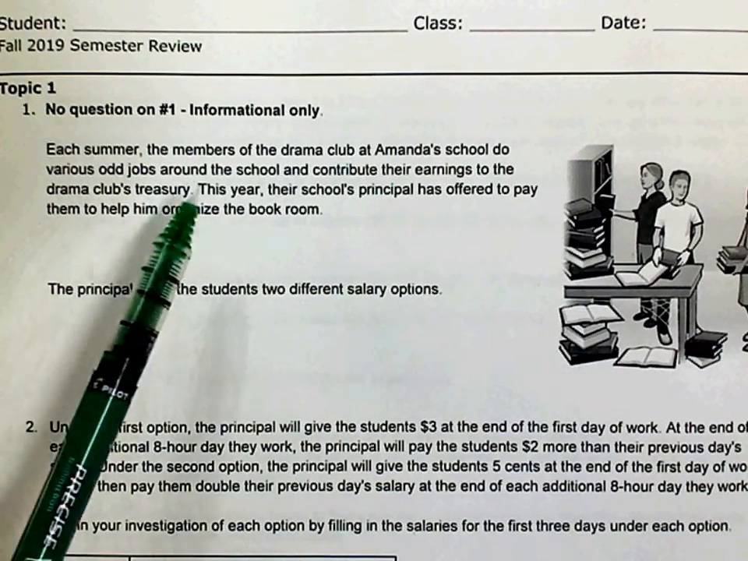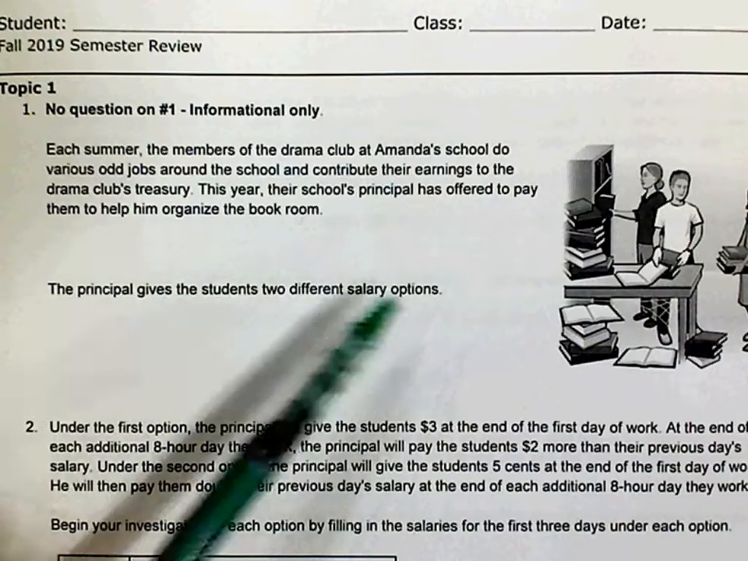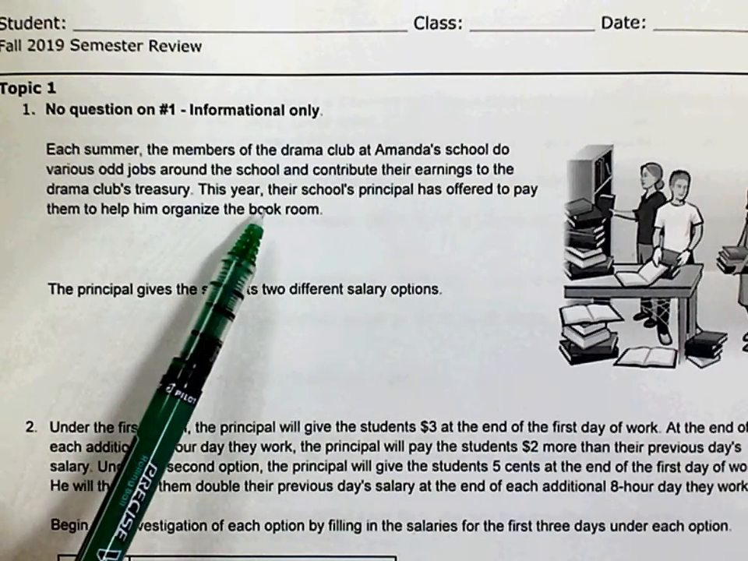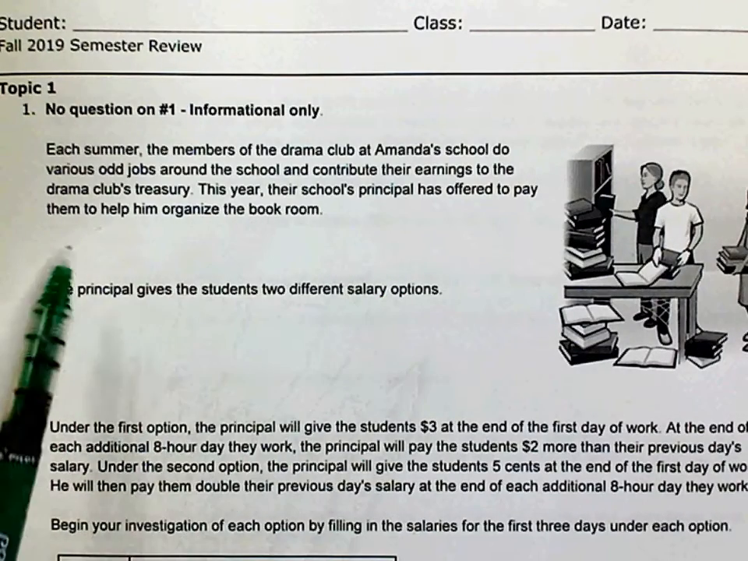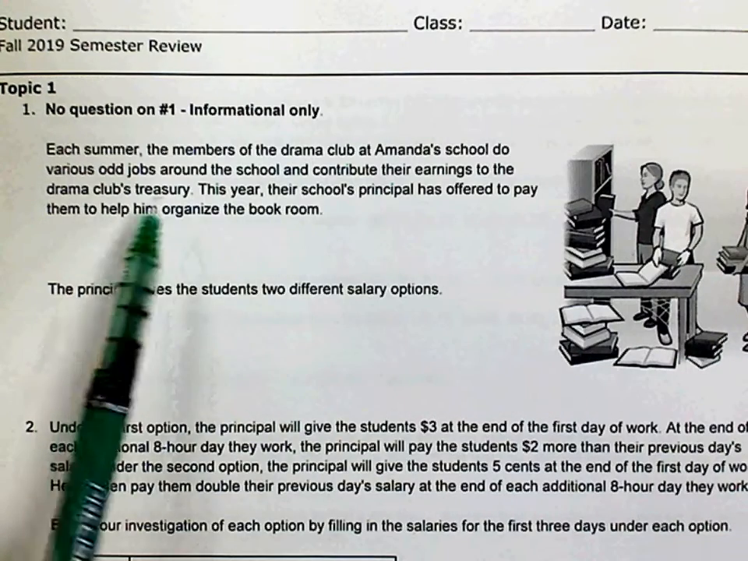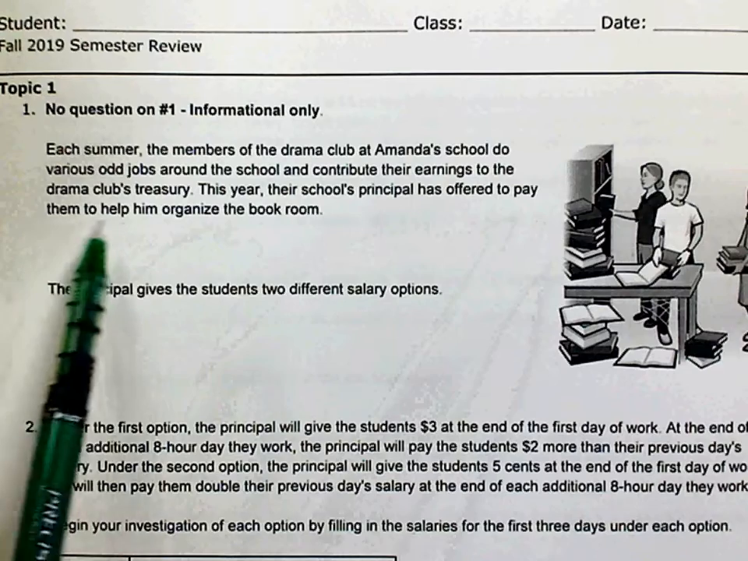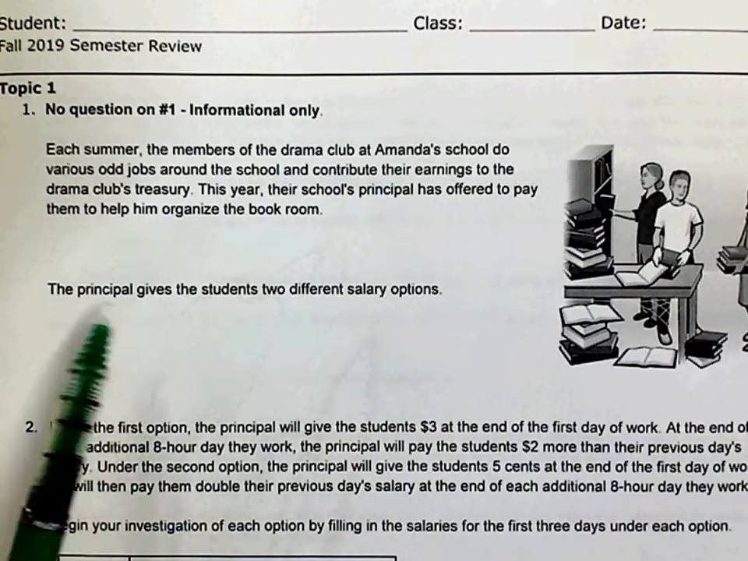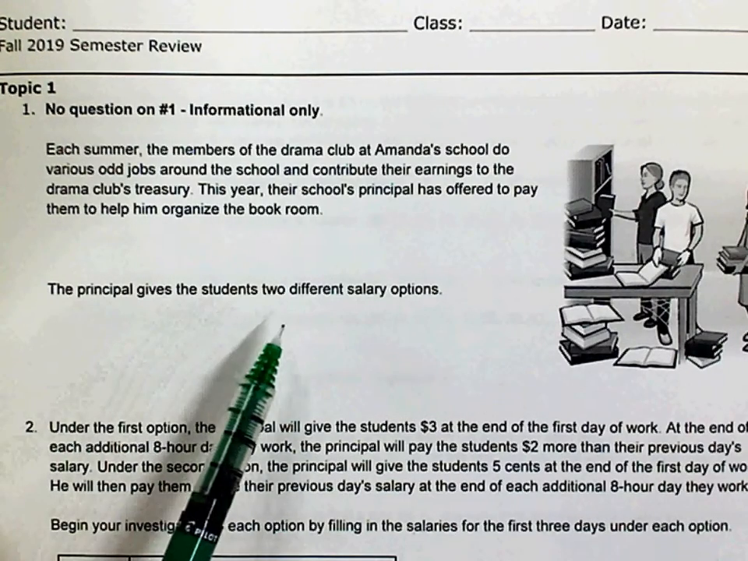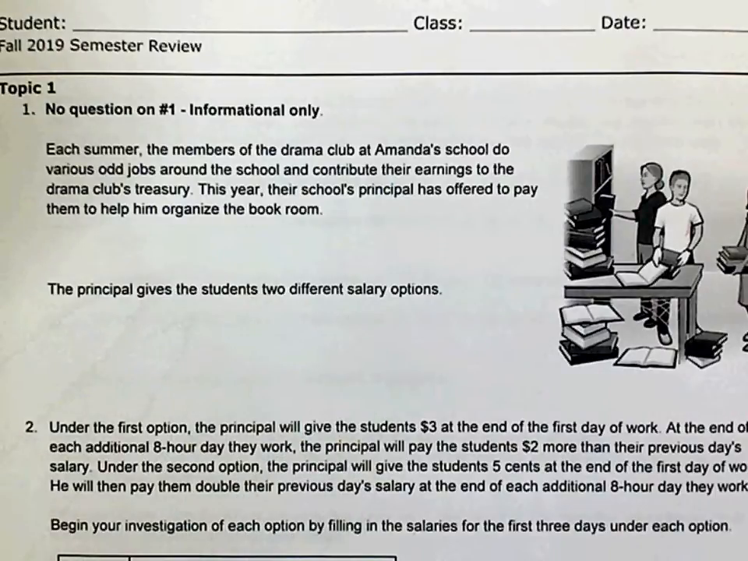Each summer, the members of the Drama Club at Amanda's school do various odd jobs around the school and contribute their earnings to the Drama Club's treasury. This year, their school's principal has offered to pay them to help him organize the book room. The principal gives the students two different salary options. Salary is how you make money.